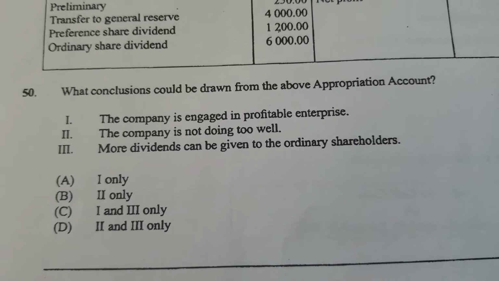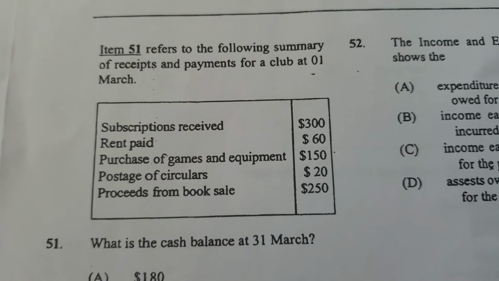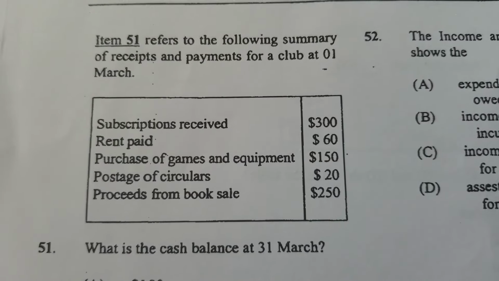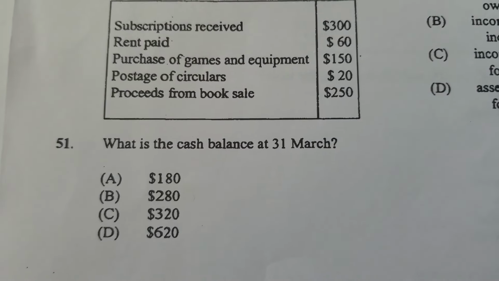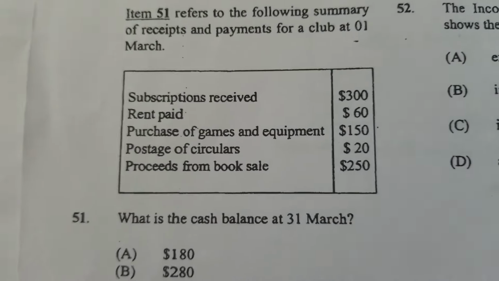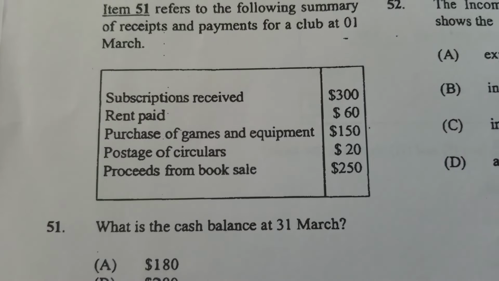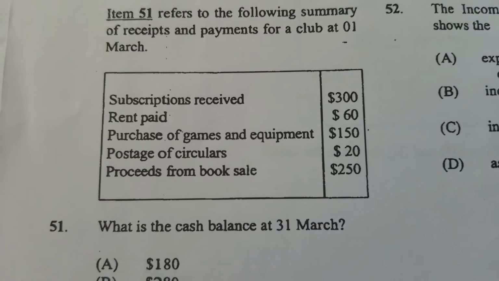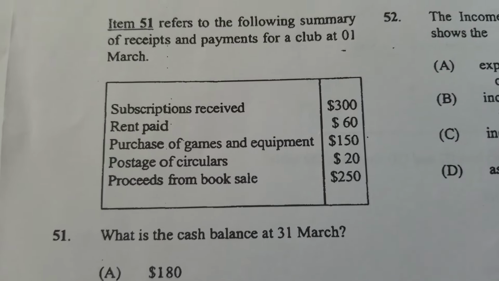All right, so we're concluding that one is the answer. Okay, so let's move on to question 51. Item 51 refers to the following summary of receipts and payments for a club at the 1st of March. And they ask us, what is the cash balance at the 31st of March? So we're looking at a receipt and payment account, which is the same thing as a cash book. What are the items that would be on the debit side and the credit side? Let's look at it. Subscription received would be on the what now? It's money received, so it'll be debit side.